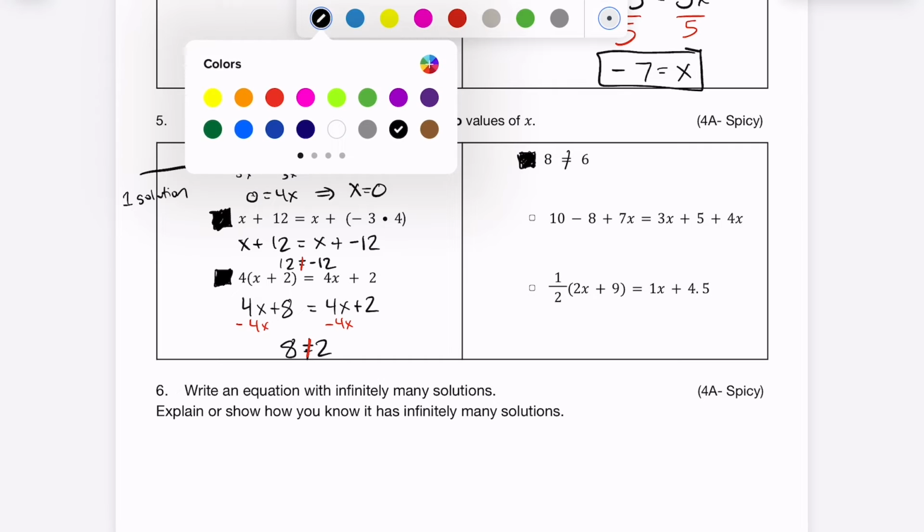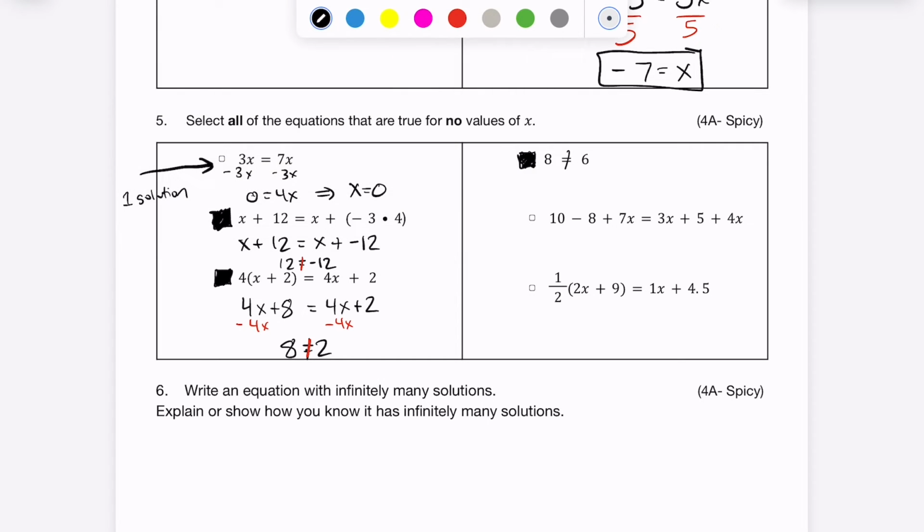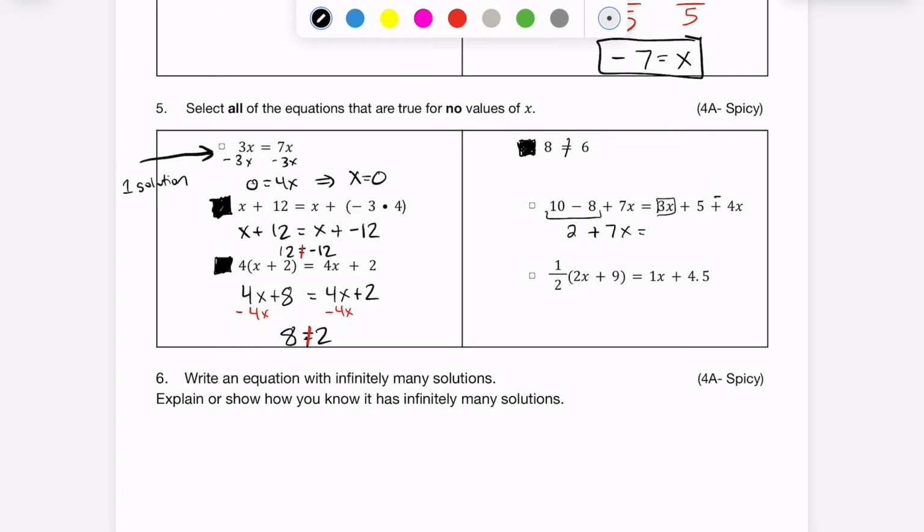All right, moving on to this one, we have 10 minus 8, that's 2, plus 7x equals 3x plus 4x, that's 7x, plus 5. Again, this is going to have no solutions. This will be one of our answers because we have the same 7x on both sides, so we could take away 7x, and then we'd get a false statement. 2 equals 5, right? And 2 never equals 5. No value of x is going to make 2 equal 5, so that can never be true.